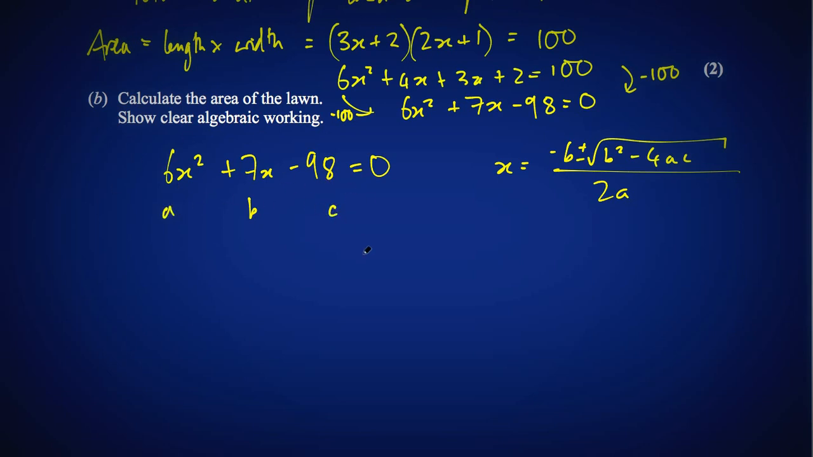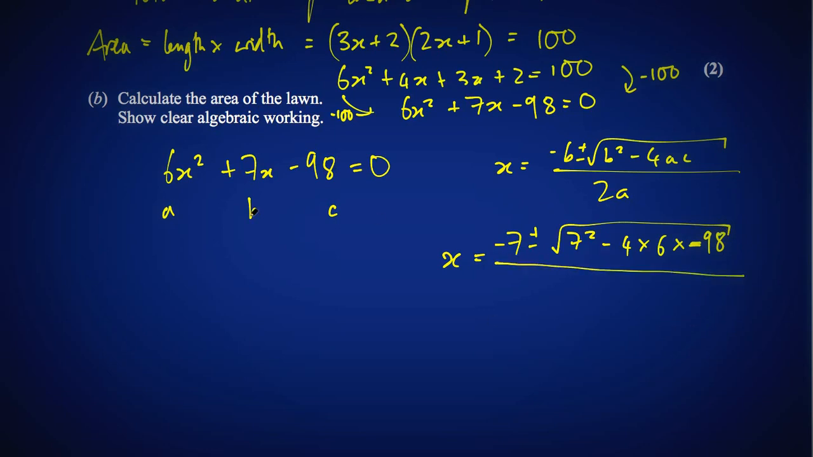Some of you may want to factorize this, and that's fine, great if you can factorize that using the AC method. I'm just going to put it straight into the formula because I think that is the approach that most people would take at this point. So we've got minus 7 plus or minus the square root of 7 squared minus 4 times a, which is 6, times c, which is minus 98. Remember the minus in here, otherwise we'll end up with something that you cannot square root.